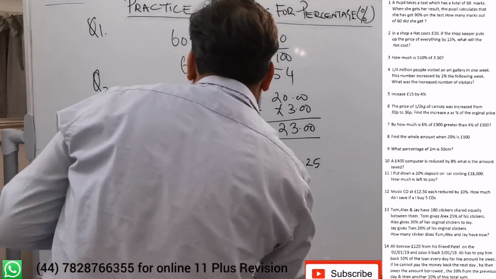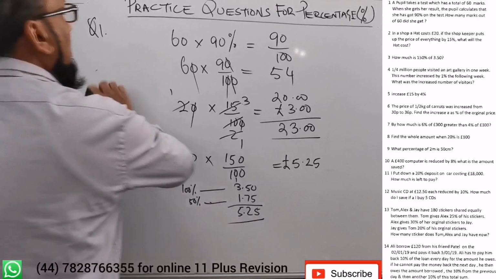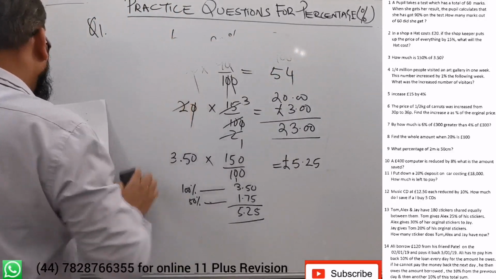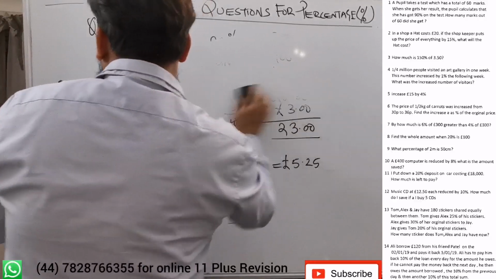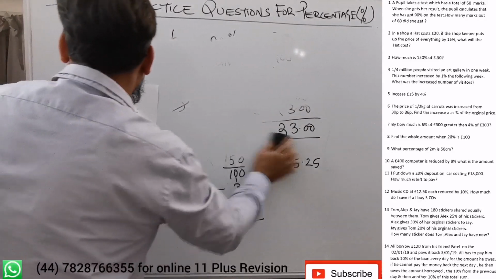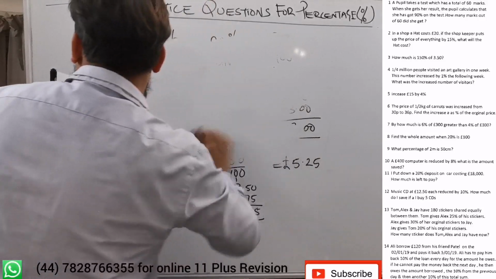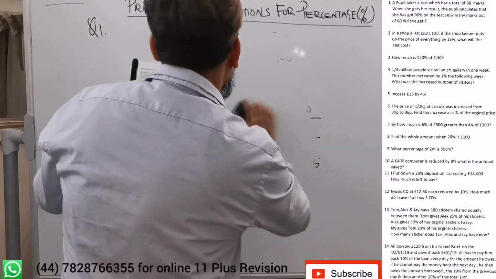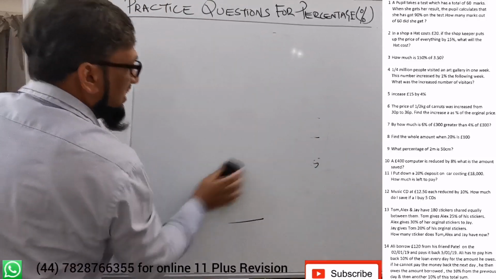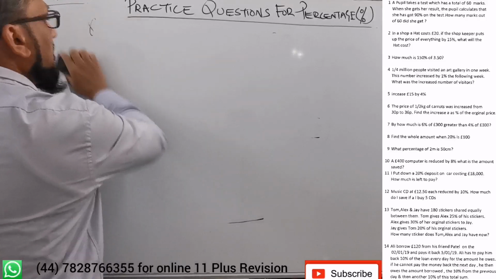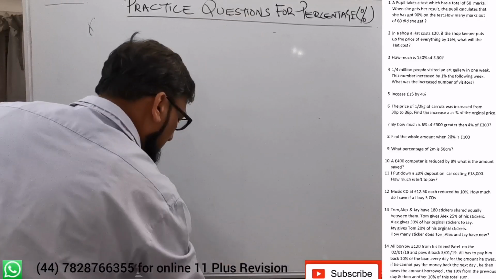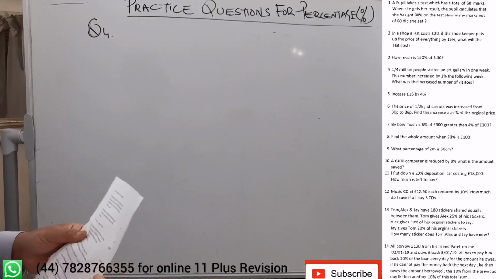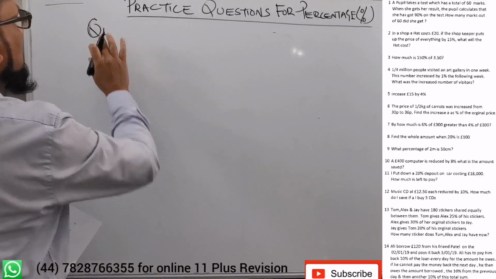Question number 4 says a quarter million people visited an art gallery in 1 week. This number increased by 1% the following week. What was the increased number of visitors? You can read the question twice. It says quarter million. So first you need to understand the quarter million.